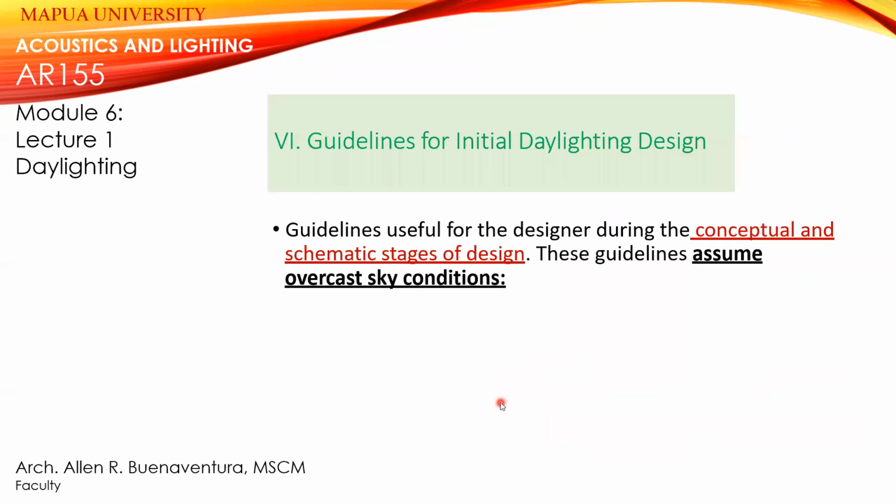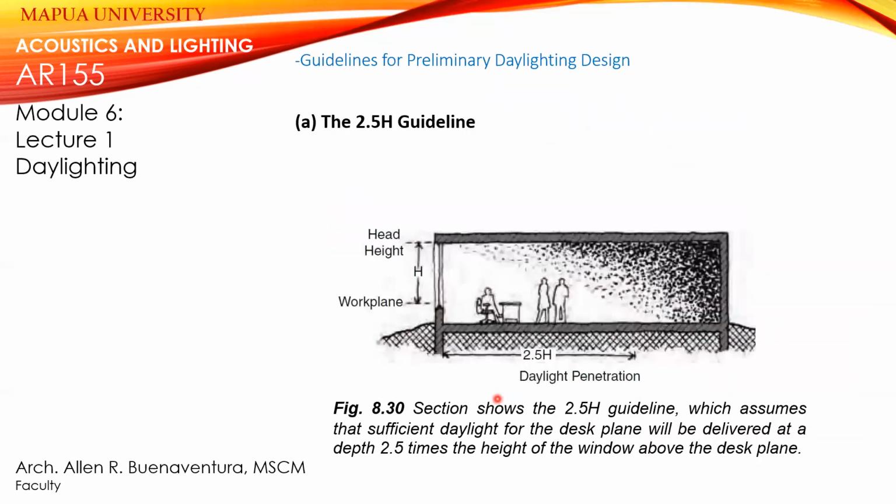Now, guidelines in initial daylighting design. These are the guidelines used by the designer during the conceptual and schematic stages of design. These guidelines assume an overcast sky condition. So we have the 2.5H guidelines, which assumes that sufficient daylight at the desk plane will be delivered at 2.5 times the height of the window above the desk plane.